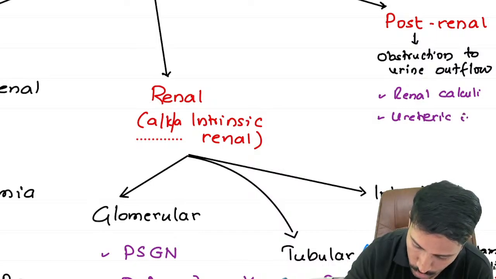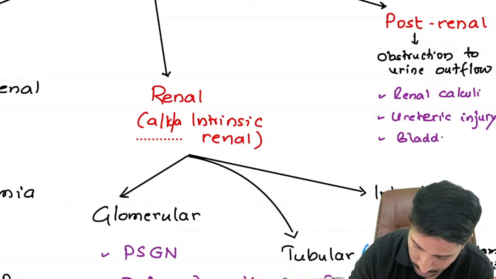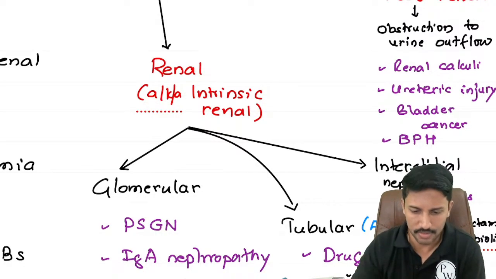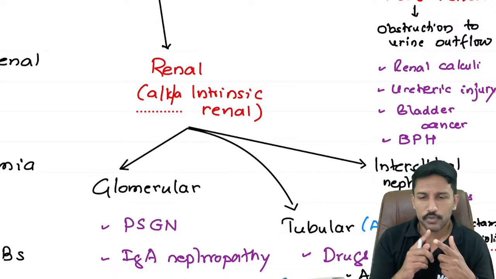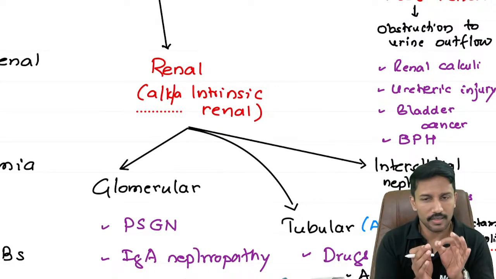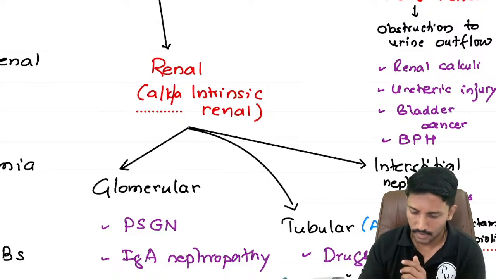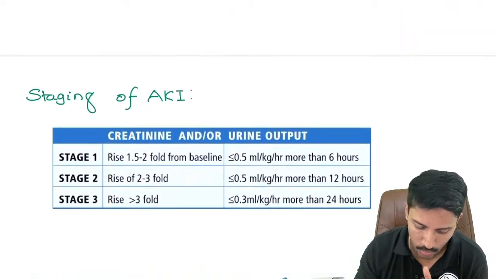Then ureteric injury, right? Bladder cancer. In males, benign prostatic hyperplasia. These are all common conditions, right? Yeah, the stones. See, the stones are usually located in the renal pelvis or the ureter or the bladder. So they will count as post-renal. Okay, so this is about our classification of causes for the acute kidney injury.